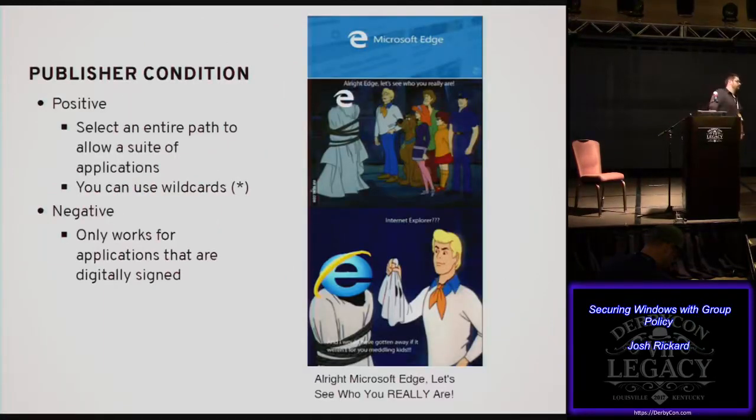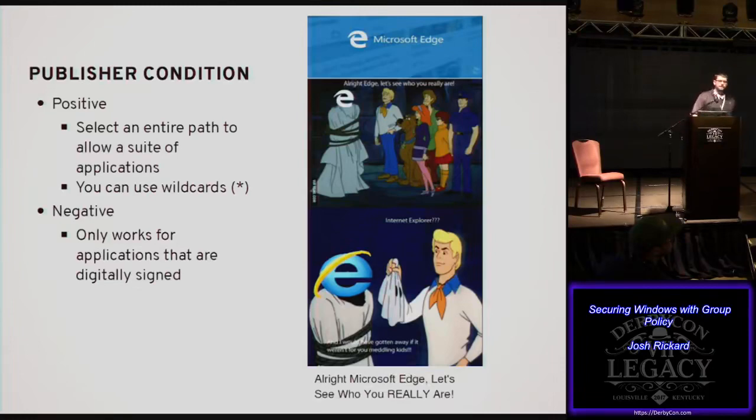Publisher condition. I love this. So the path is the entire path. You can use wildcards. But you could say, okay, anything from Microsoft or Microsoft Office, or this publisher of Microsoft, can be allowed, right? Or maybe another company, maybe your own company, whatever it is. But they actually have to have proper digital signing and have the ability to register and talk with either your internal CA or a publicly available CA.